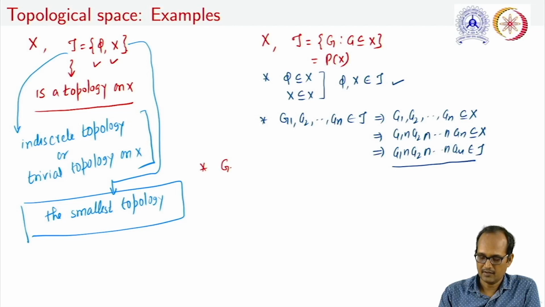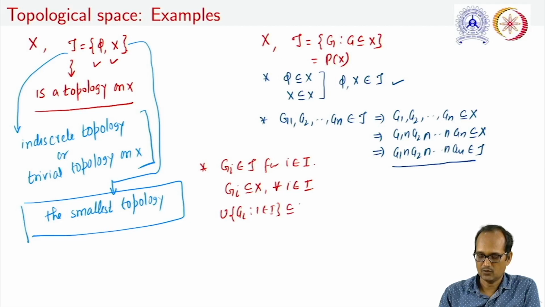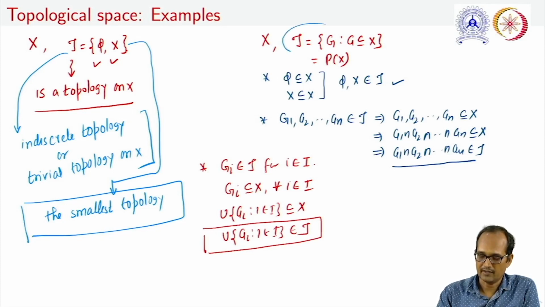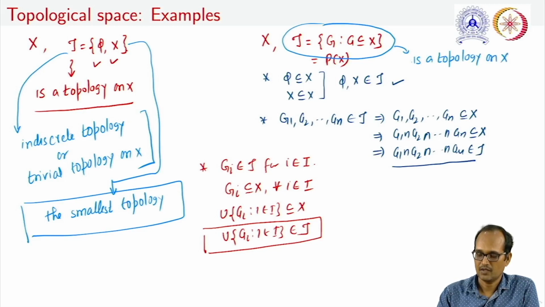Finally, if we are taking a family of members of tau indexed by set I, then note that each Gi will be a subset of X for all i belongs to I, and therefore their union of Gi, i belongs to I, is also a subset of X. We can conclude that the union of Gi, i belongs to I, belongs to tau. Therefore, the tau defined here is a topology on X, and this topology is known as the discrete topology.